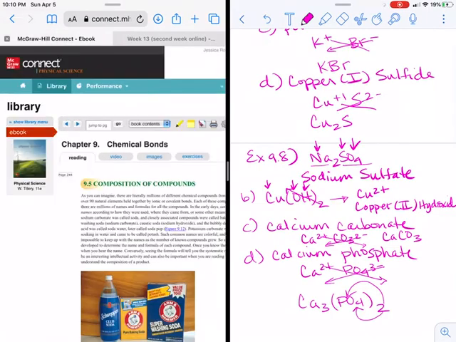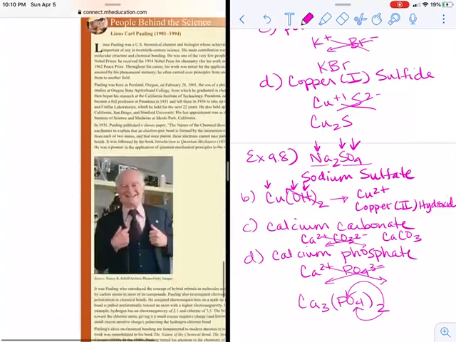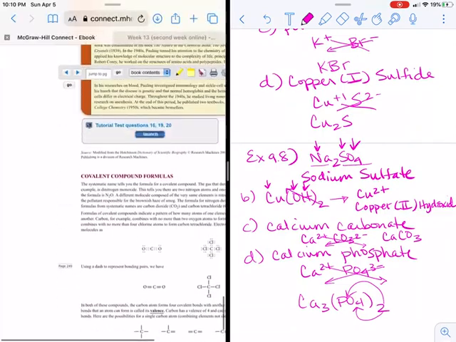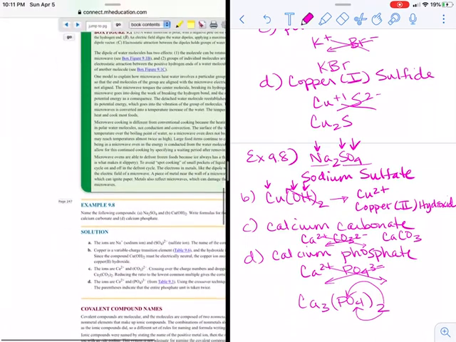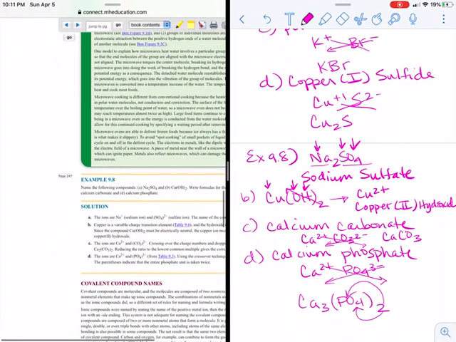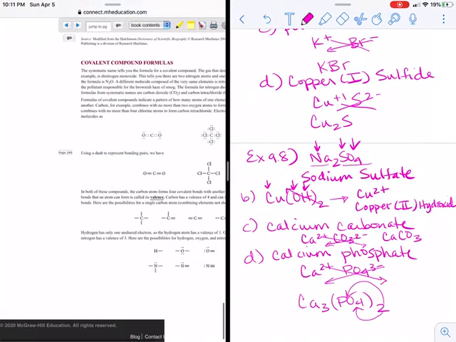Okay, let's see, let's go back to our section here. Did I go way past it or something? Nope, that's it. Okay, so that is all of that.